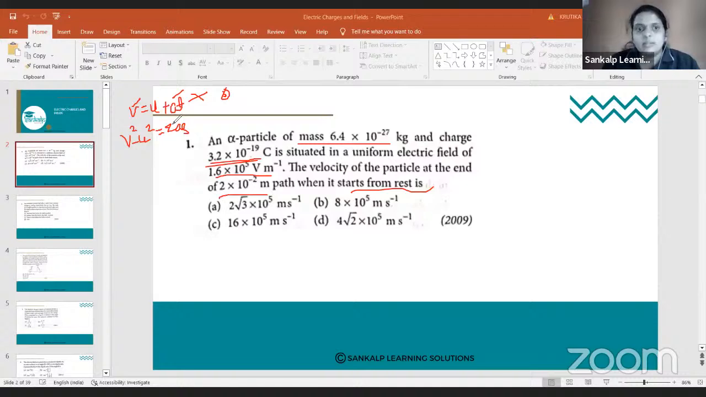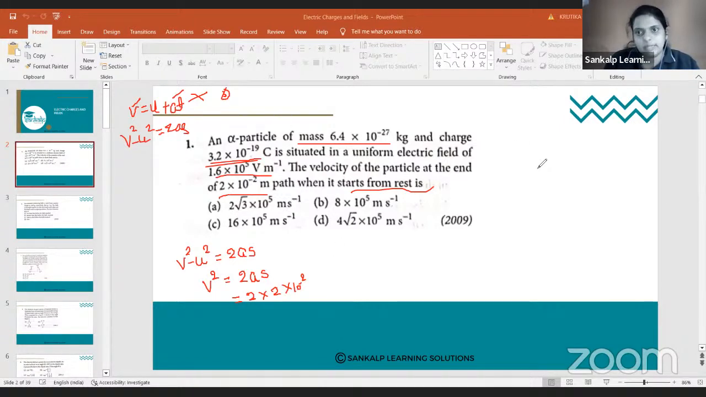Okay. So let us see the second formula. V square minus U square is equal to 2AS. If I take this formula, what happens here? It is V square minus U square is equal to 2A into S. Look here, the initial velocity starts from rest, so the initial velocity value will be 0. The formula is now becoming V square is equal to 2A into S. Next, 2 into A value. Acceleration is not known, but distance is known. What distance are they giving? 2 into 10 raised to minus 2 meter. But acceleration we can calculate here.